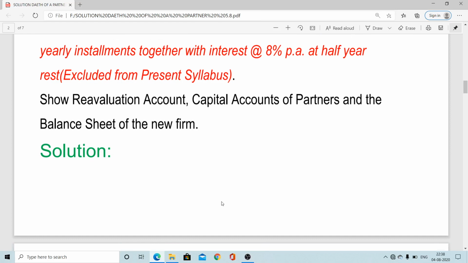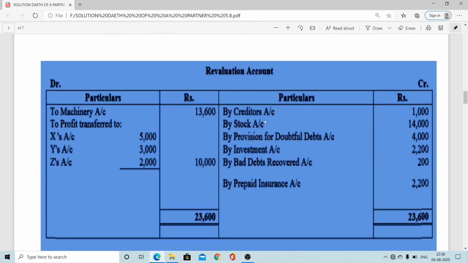Now let us see the solution in a simple way. On this side, stock value was undervalued, so we have to increase it. Provision for doubtful debt is no more required. Investment value increases by rupees 2,200, and bad debt recovery is 50% of 400, that is 200. Prepaid insurance 2,200. And on this side, machinery value was overvalued, so it has to be decreased by passing to machinery account 13,600.